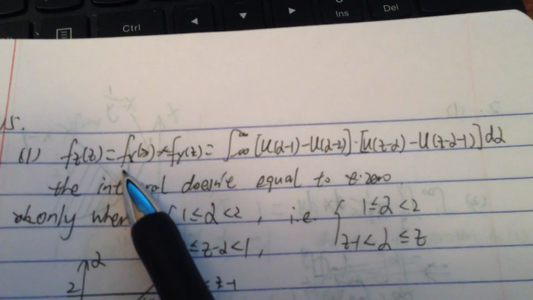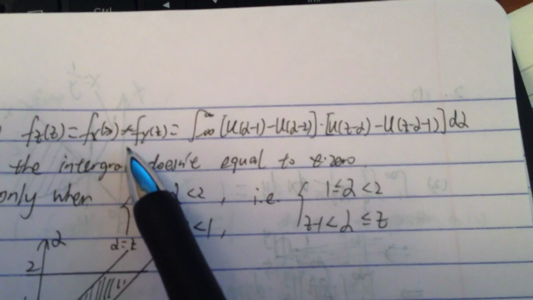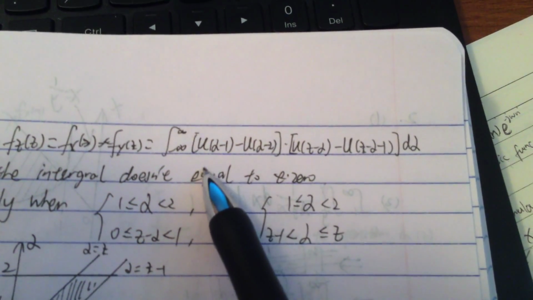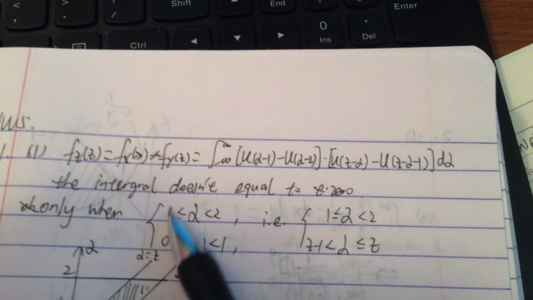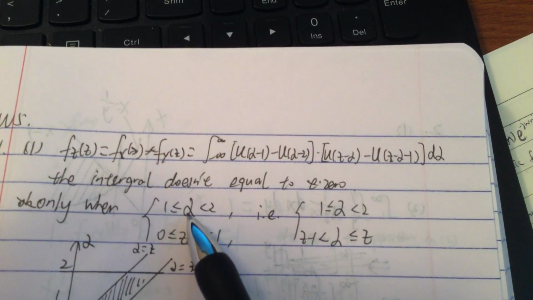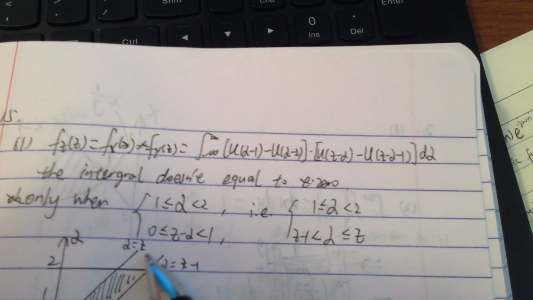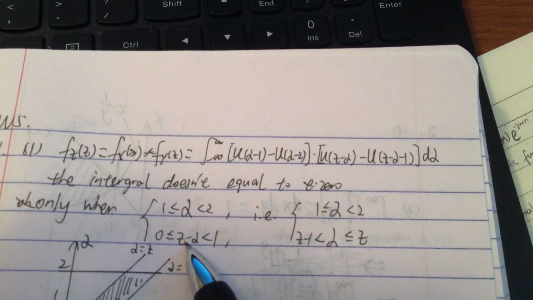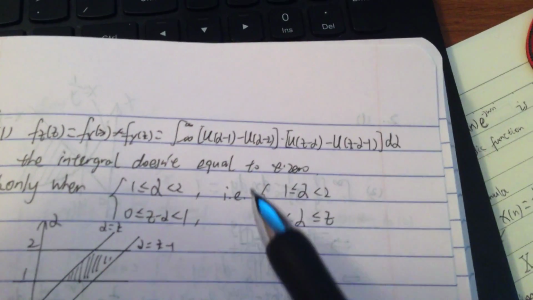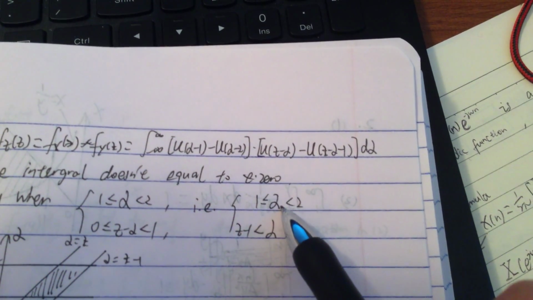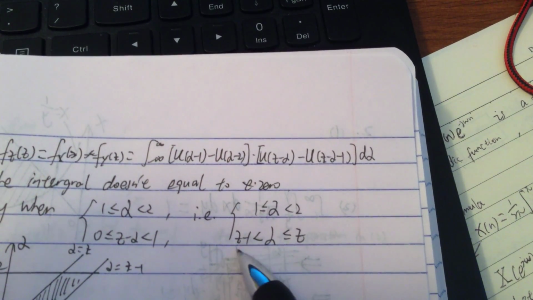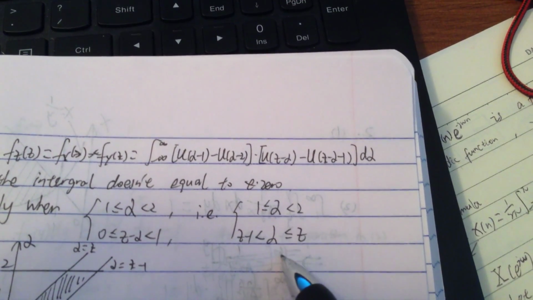f_Z(z) equals f_X(z) convolved with f_Y(z). According to the property of the unit step function, we know that this integral is not equal to 0 only when alpha is greater than or equal to 1 and less than 2, and z minus alpha is greater than or equal to 0 and less than 1. That is, alpha is greater than or equal to 1 and less than 2, and alpha is greater than z minus 1 and less than or equal to z.